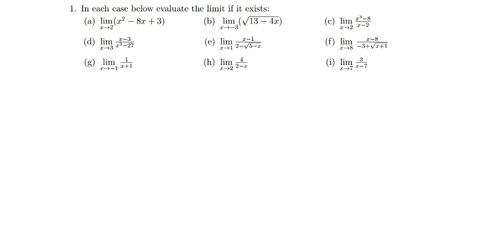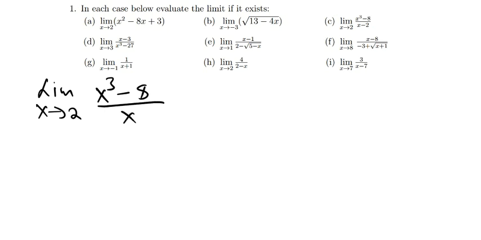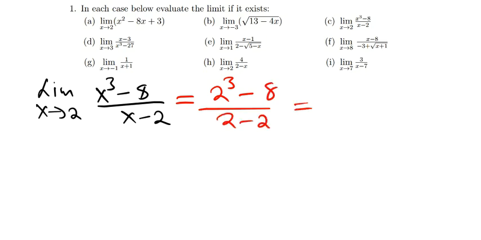Quickly moving to the third one. The limit as x approaches 2 of x to the power 3 minus 8 over x minus 2. I've already shown you that if you substitute 2 directly into that expression, you're going to get 0. So 2 to the power 3 minus 8 over 2 minus 2 gives 8 minus 8, which is 0 over 0. That is an undefined expression.